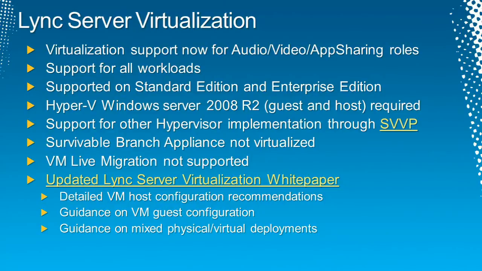Again, it's very important that you have very good performance between your guest NIC and your host NIC. VMware has some technologies that provide direct access to the NICs, and it's important that this is implemented there as well. We have a survivable branch appliance that is currently an OEM appliance and not virtualized. If you choose, you can deploy it as a software solution, which is a standard server with a PSTN gateway, and in that case you can virtualize it as well.